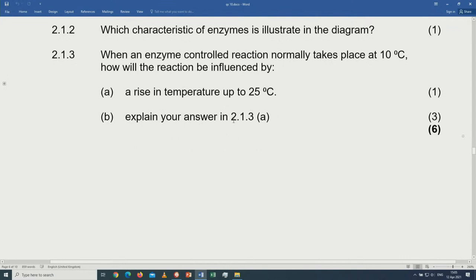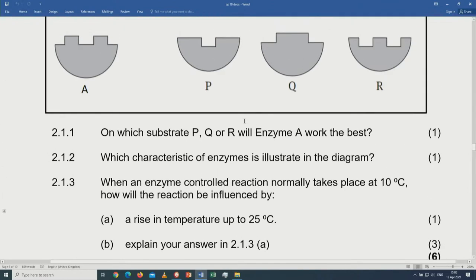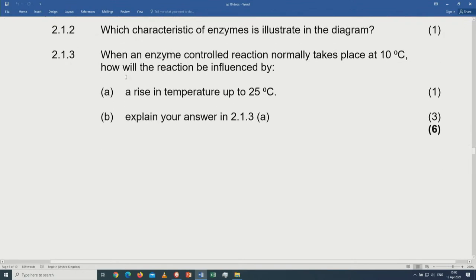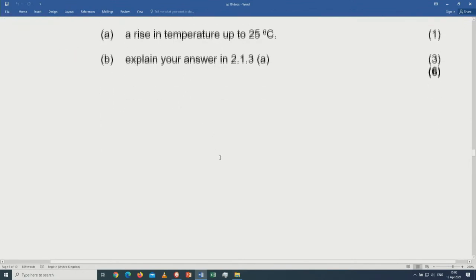Explain your answer in 2.1.3. So here, the enzyme will be destroyed, meaning that it will lose its shape. The part which is going to change shape will be the active site. So a change in the shape of the active site will cause an enzyme not to function. So enzymes will be destroyed.